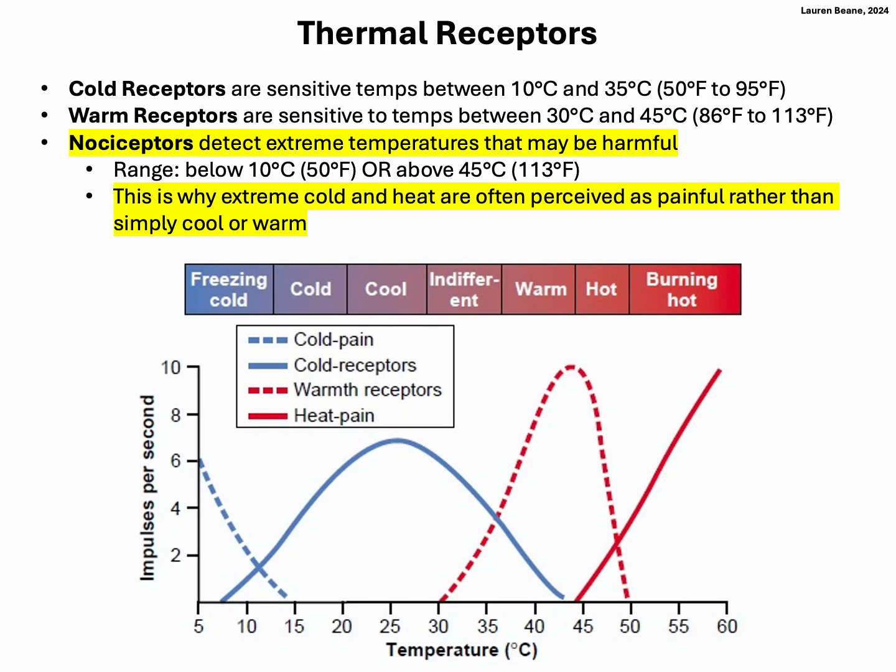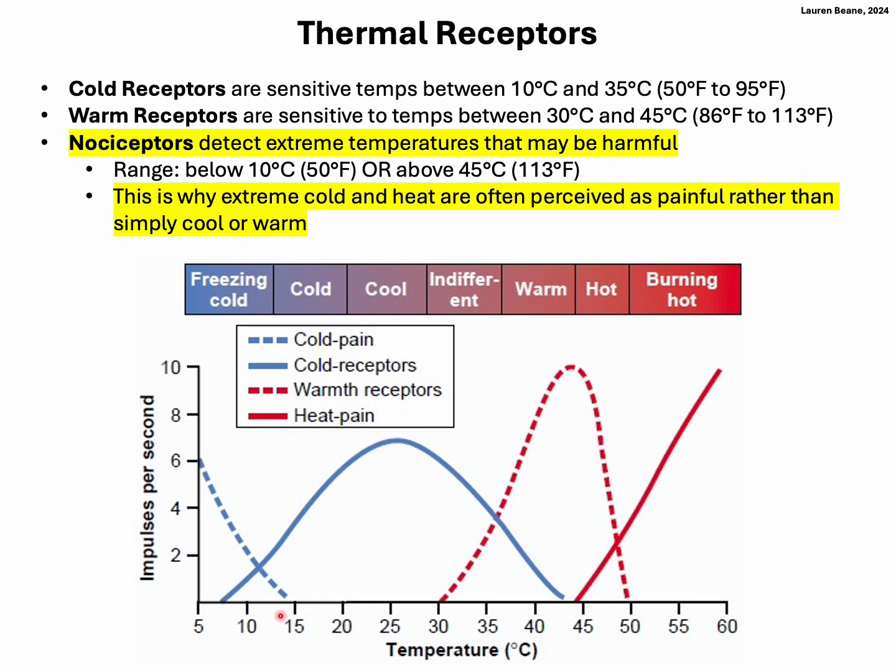With our thermal receptors, we have both cold and warm receptors that are sensitive to certain temperature ranges. Any temperature outside that range is perceived as pain. So there are pain receptors, cold pain, hot pain, that detect the extreme temperatures and generate that painful sensation.